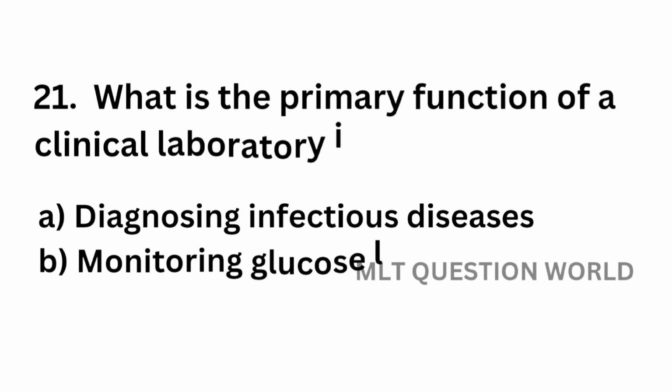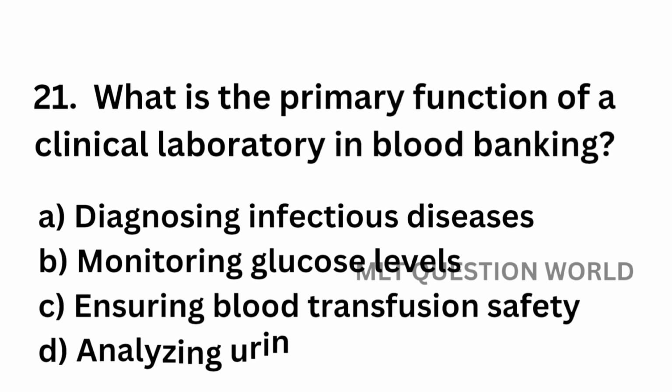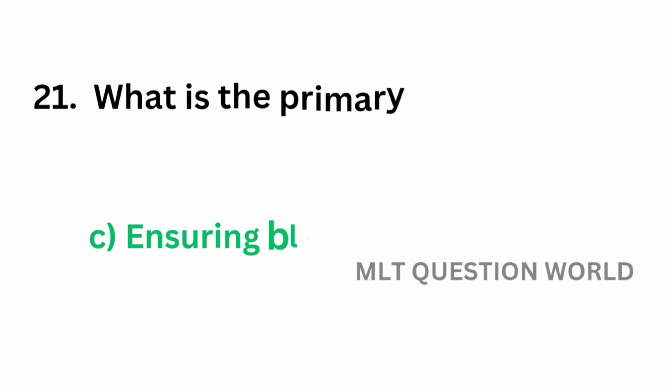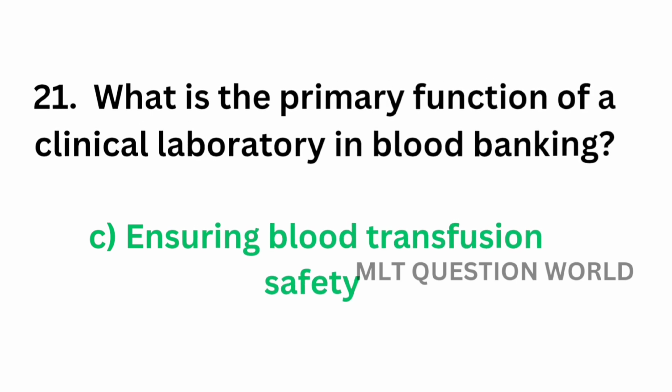Question number 21. What is the primary function of a clinical laboratory in blood banking? Option A, diagnosing infectious diseases. Option B, monitoring glucose levels. Option C, ensuring blood transfusion safety. Option D, analyzing urine samples. The correct answer is option C, ensuring blood transfusion safety. The primary function of a clinical laboratory in blood banking is to ensure blood transfusion safety.